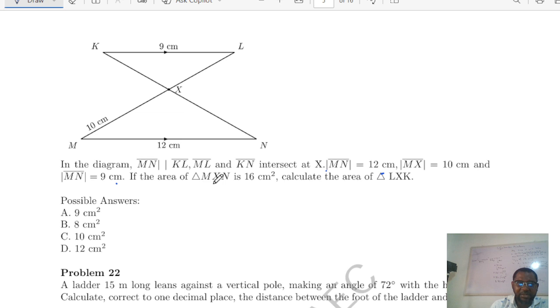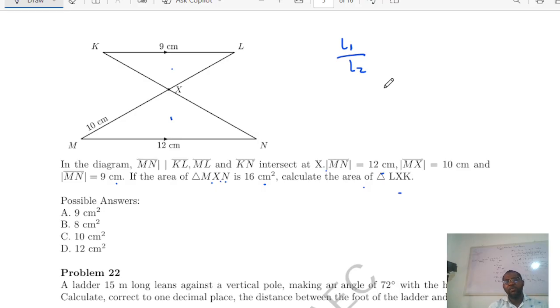MX is 10 centimeter, MN is 9 centimeter. If the area of triangle MXN is 16 centimeter square, calculate the area of triangle LXK. This is interesting. Now, this is a case of similar triangle. Whenever you have something like this, a similar triangle, it simply means that this triangle is similar to this triangle.